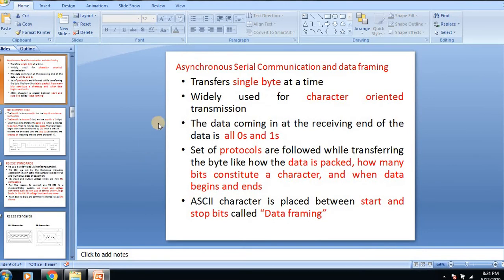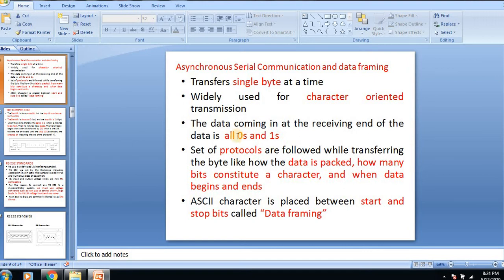Next, as we saw in the first slide, serial transmission is classified into synchronous transmission and asynchronous serial transmission. In asynchronous serial communication, it transfers a single byte at a time. It is widely used for character oriented transmission, whereas synchronous transmission is suited for block oriented transmission. In this case the data coming in at the receiving end is all zeros and ones, as I told earlier, because we are preferring digital transmission.